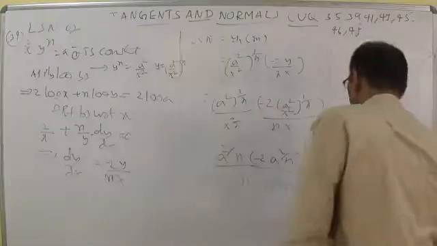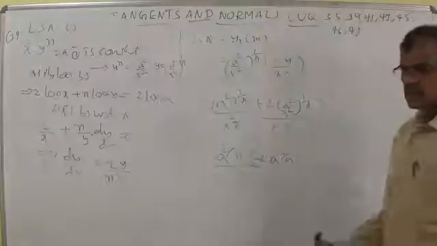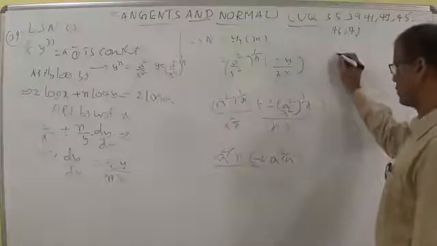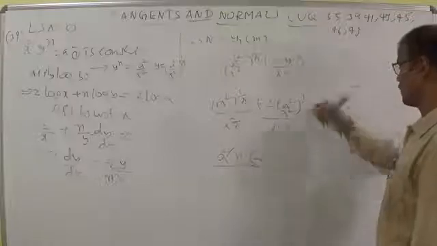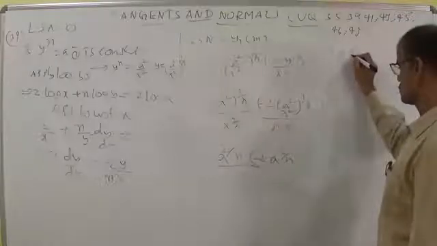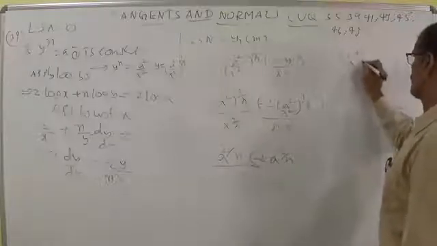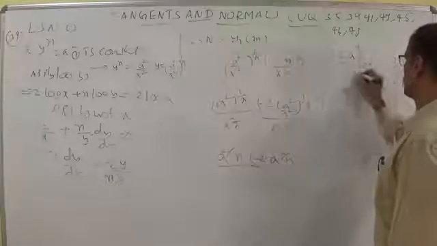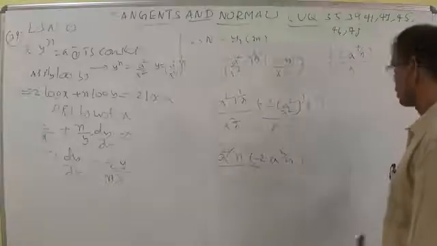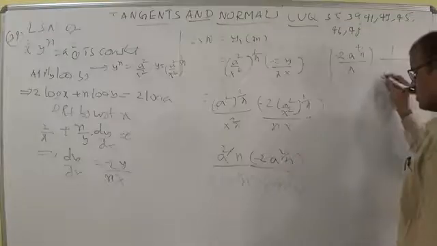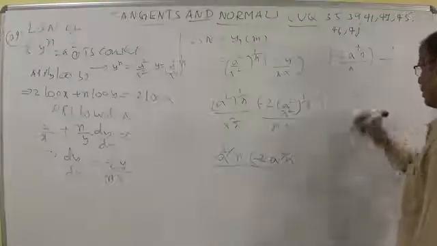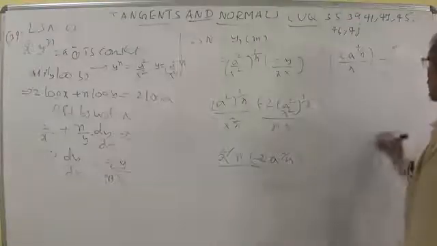Now he given as length is constant, length of subnormal is constant. So forget about these terms, a power 4 by n you write. You forget about this one. We should consider the value x only. x power 2 by n plus 2 by n plus 1.